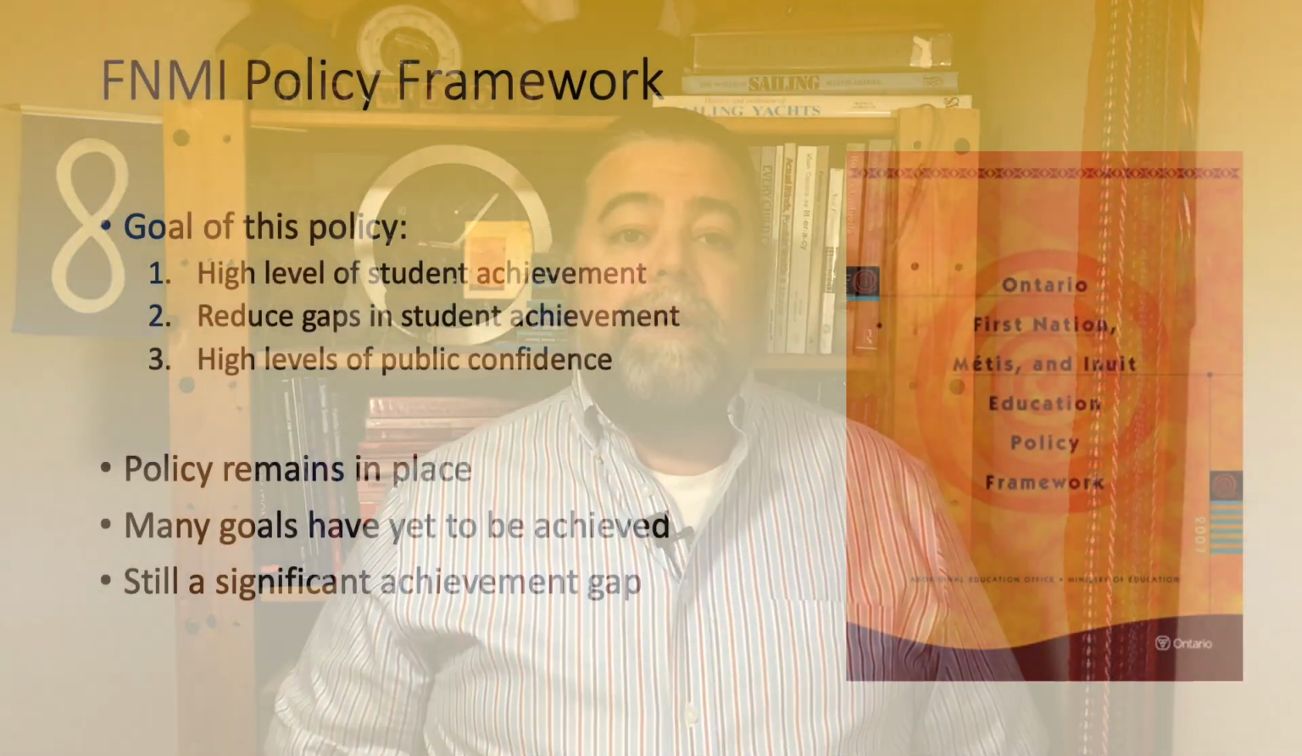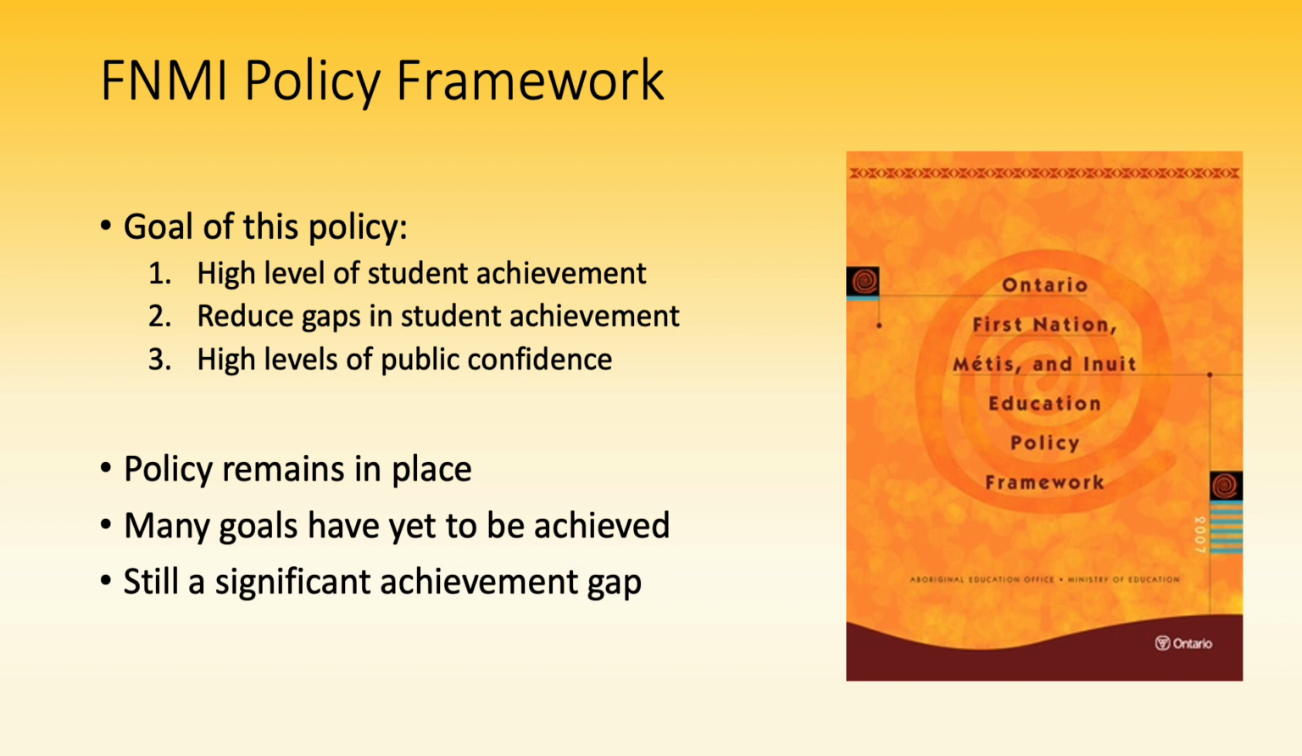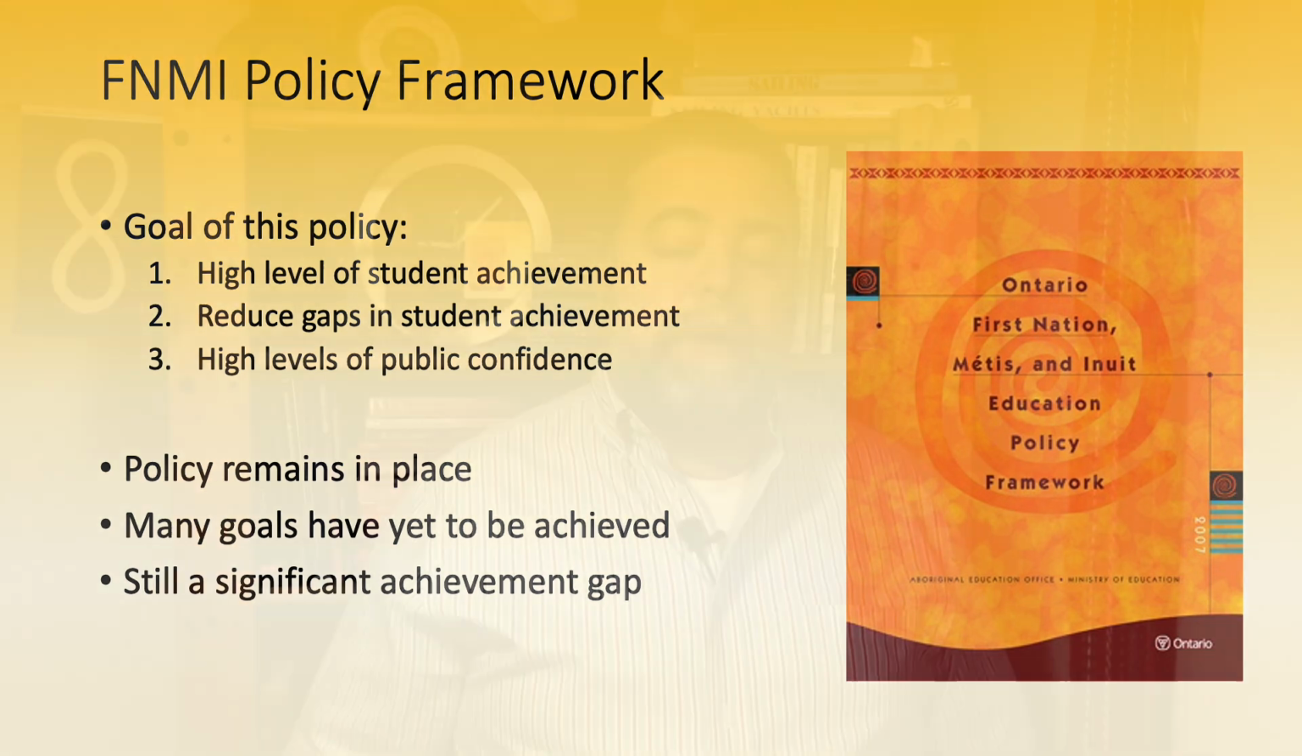This week, I asked you to read the first part of the First Nations, Métis, and Inuit Policy Framework. This was first published in 2007 and still governs how we approach Indigenous issues in schools today. And so if we look at it, it has three main goals. One is to have a high level of student achievement, to reduce the gap in student achievement, and to have high levels of public confidence.